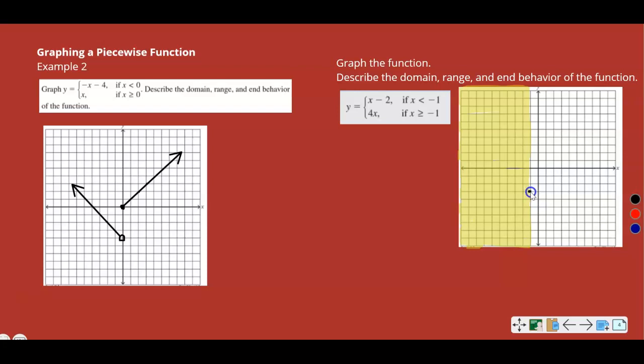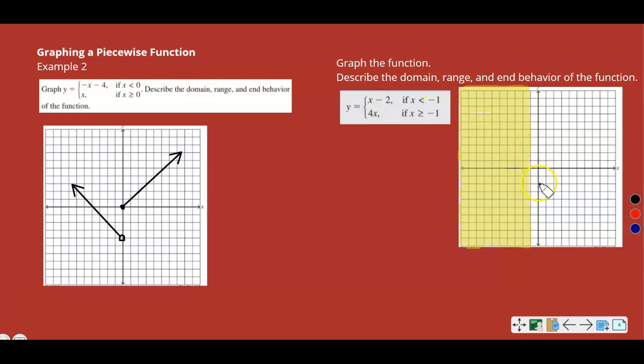It doesn't matter if it's a closed dot now, because even though this is open, it does matter. Hold on. All right, as soon as I said that, I knew it was wrong. Okay, so this is x less than -1. So at -1, it does have to be an open circle. So I erase that dot, and I'm going to have x minus 2.